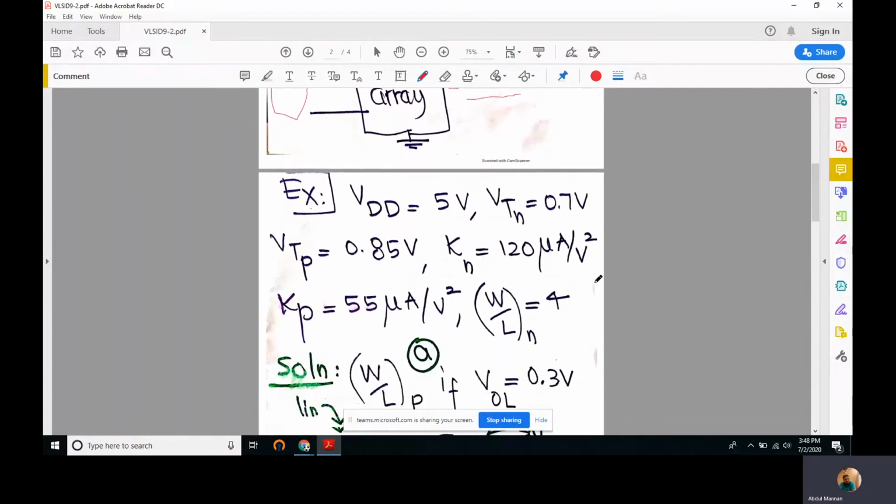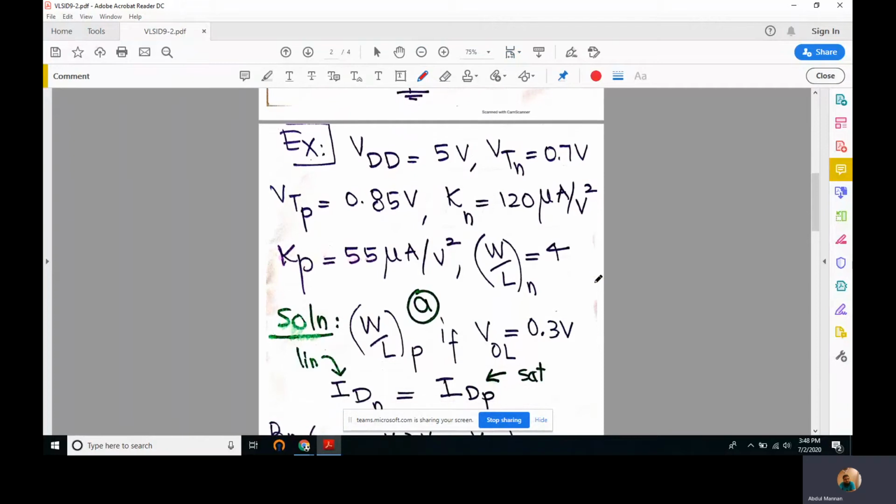In this lecture, we will only solve a simple example. We are given a pseudo nMOS gate with VDD 5, VTN 0.7, VTP 0.85, kappa n 120, kappa p 55, and aspect ratio of n. All these things are given, and it is also given that it is a pseudo nMOS NOT.